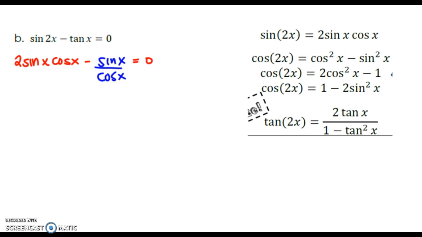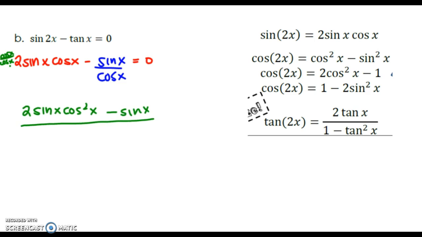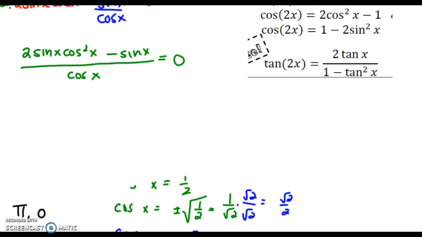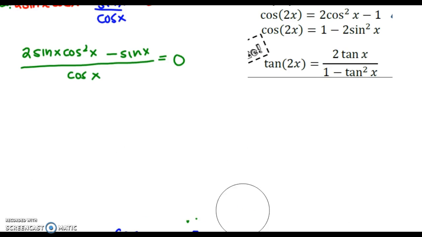And from here, I went ahead and tried to create a common denominator. So my denominator is going to turn into cosine, so I multiplied this by cosine of x over cosine of x. So that became 2 sine of x cosine squared of x minus sine of x all over cosine of x, still equal to 0. So this is using some of the proof techniques as well that we kind of used later. And the idea that, well, I have two things, let's combine them into one, it'll be easier to solve.